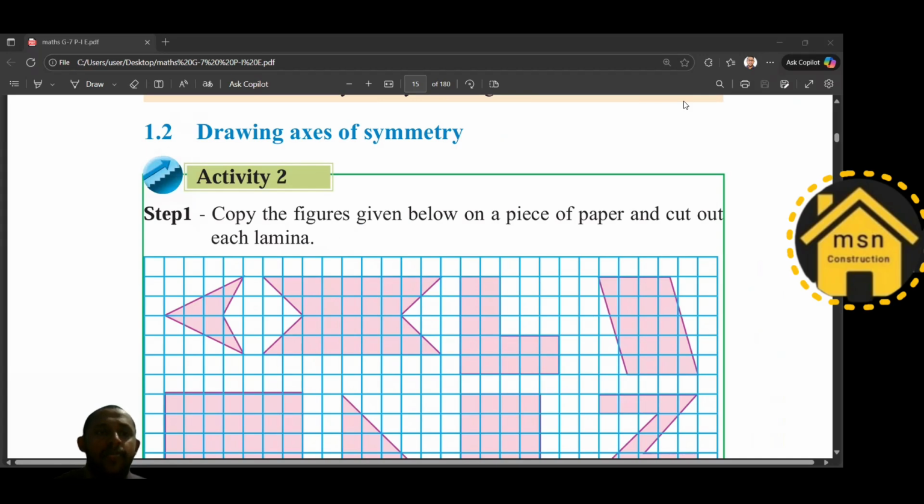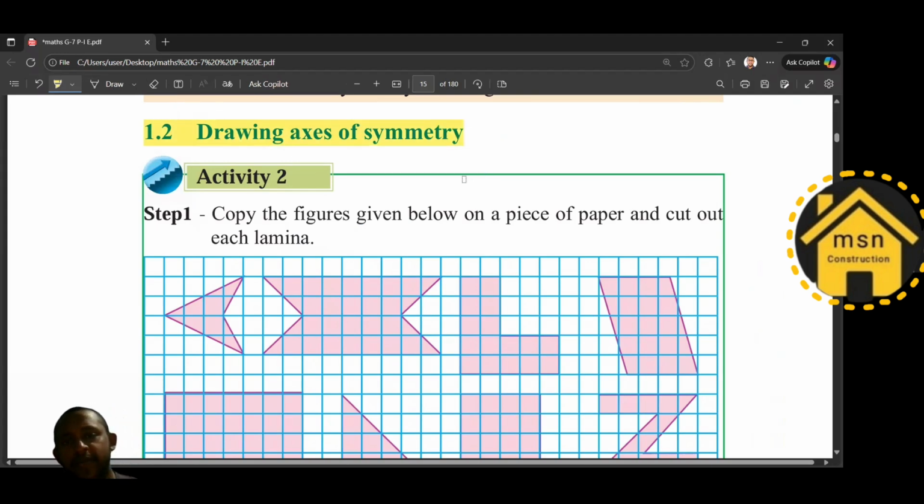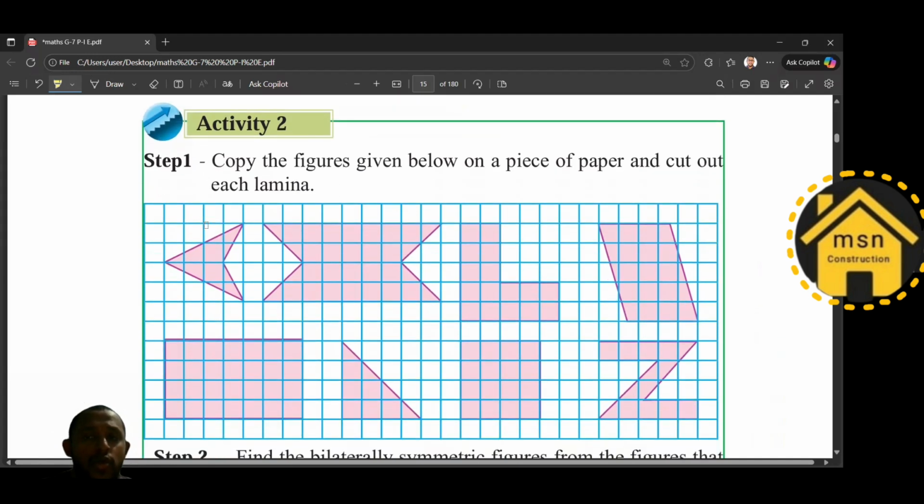Children, we will start up with the second part in our symmetry lesson. Under the second part, we'll be talking about drawing axis of symmetry, right? Drawing axis of symmetry. In this, there's an activity. First of all, there's an activity 2. So we'll see what it is about, right?